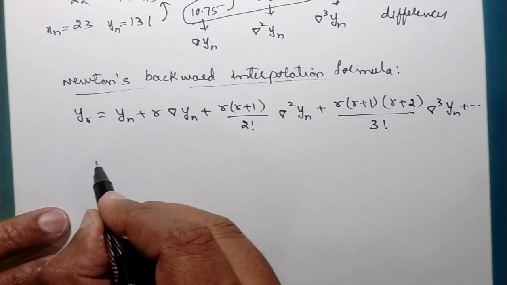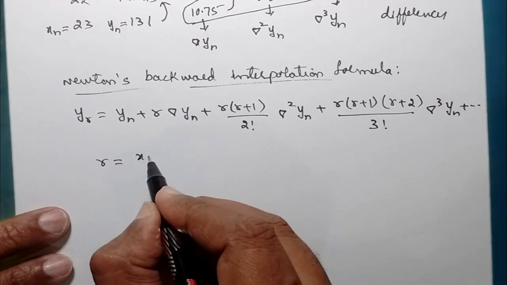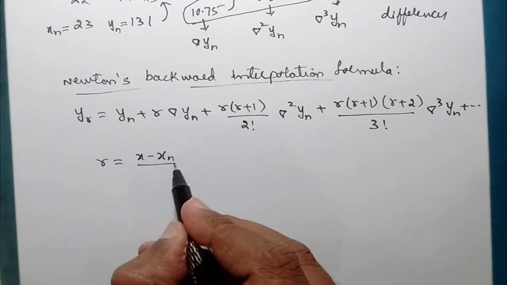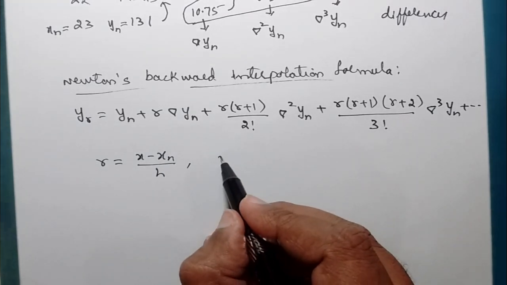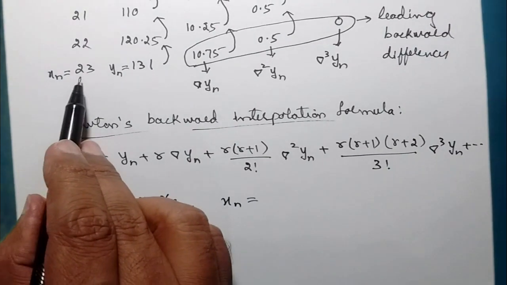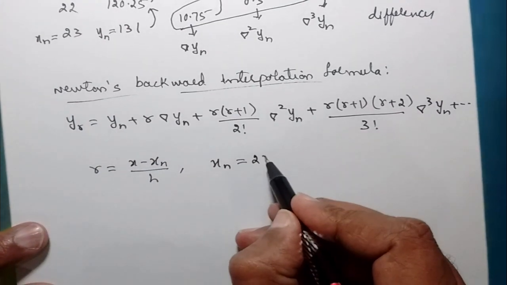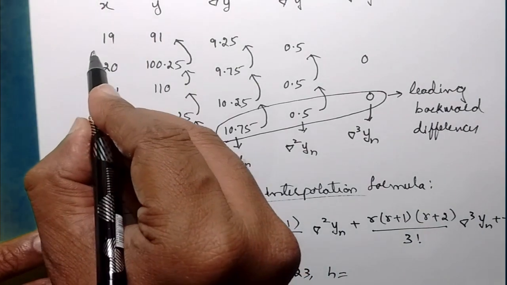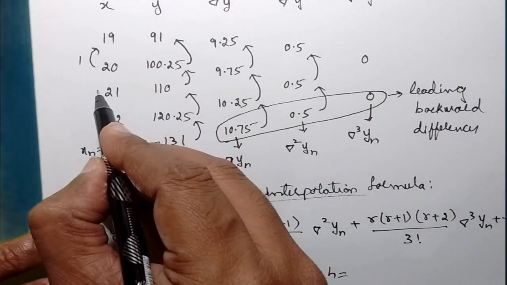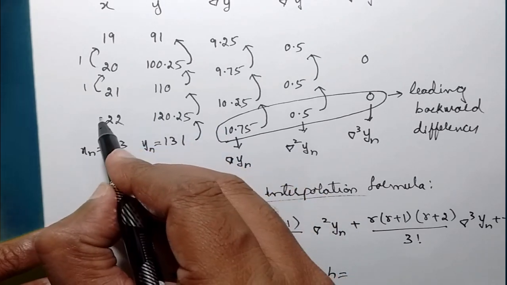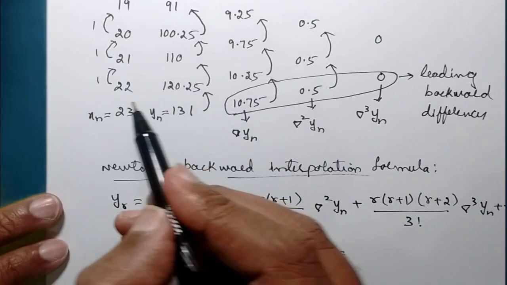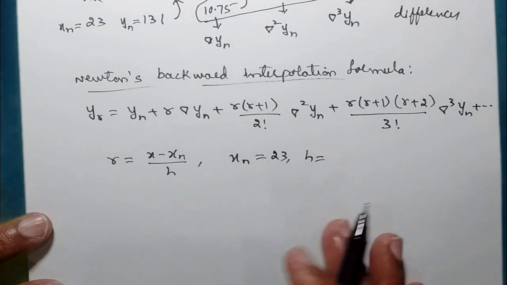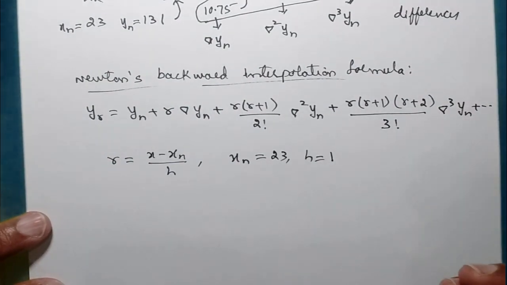We need to find out the value of r. For backward difference, the value of r will be x minus xn by h. So what is the xn value? You already know it from the table. Its value is 23. What is the value of h? See the difference here. 20 minus 19, 1. 21 minus 20, 1. Common difference. 22 minus 21, common difference 1. 23 minus 22, the common difference is 1. So therefore the step size h will be 1.